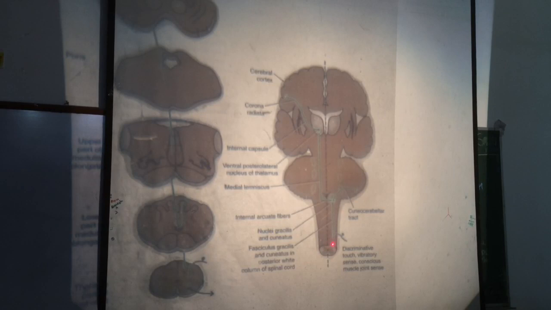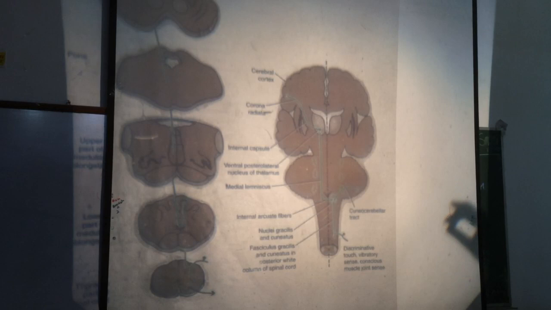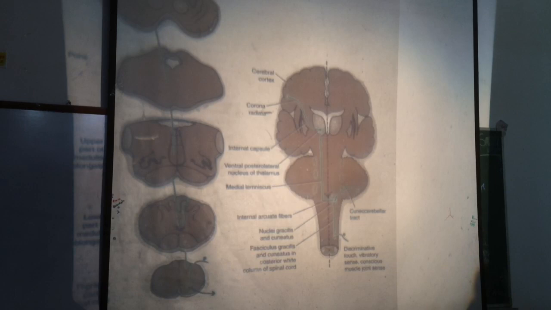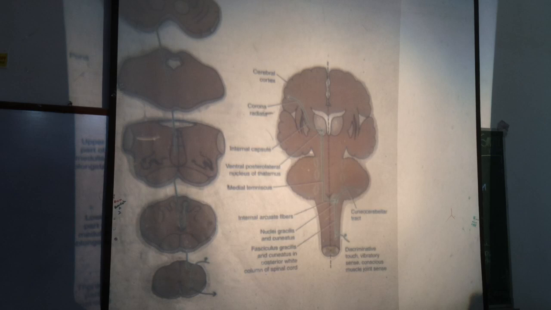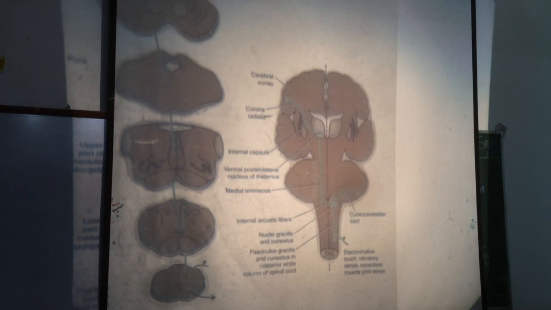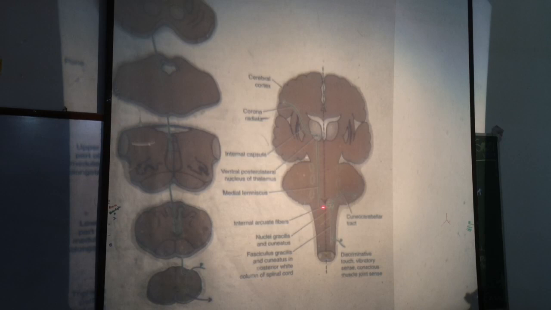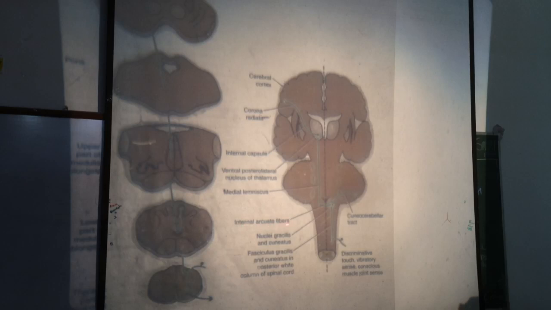Right? And then in the medulla oblongata, these fasciculi, gracilis and cuneatus, synapse with the corresponding nuclei: the nucleus gracilis and the nucleus cuneatus. From these two nuclei, second order nerve fibers arise, and these nerve fibers are called internal arcuate fibers.